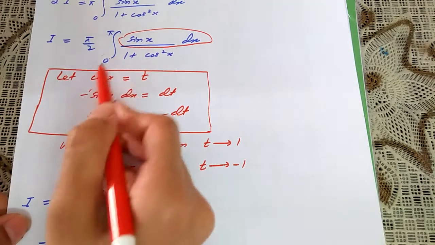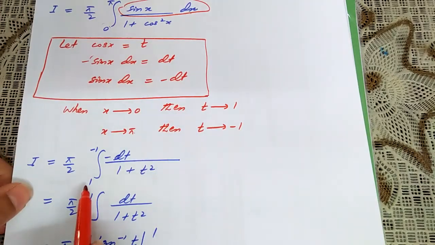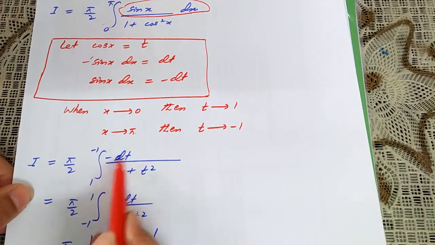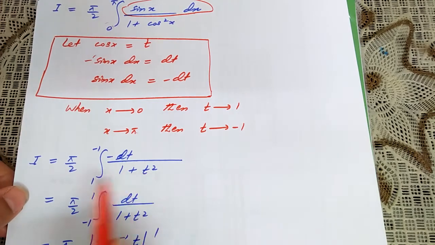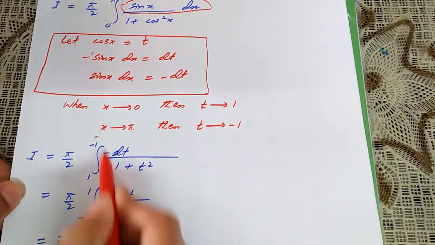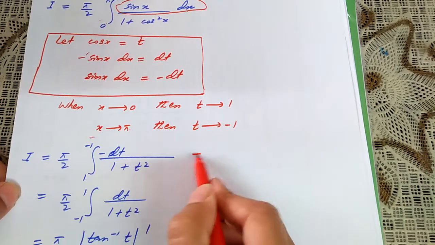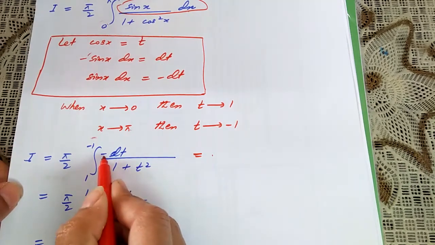And now substitute the limits of integration here. You will get the integral from 1 to negative 1 of minus dt over 1 plus t square. You know that I can change these limits of integration to this negative sign I have taken outside.